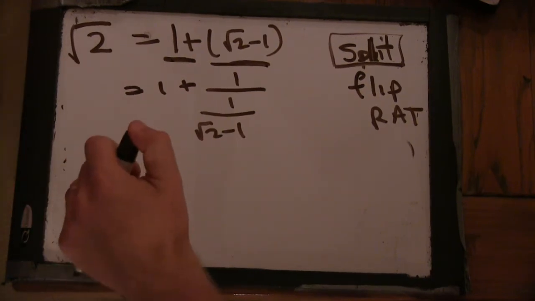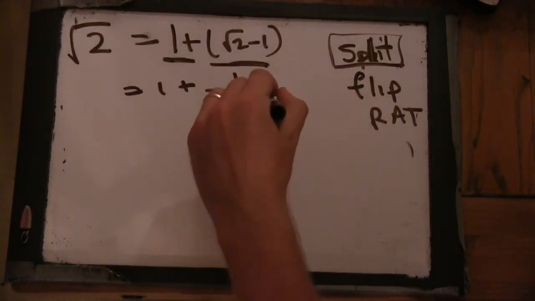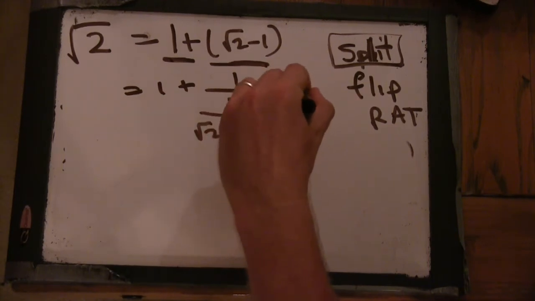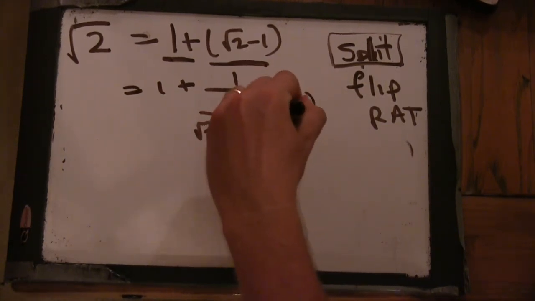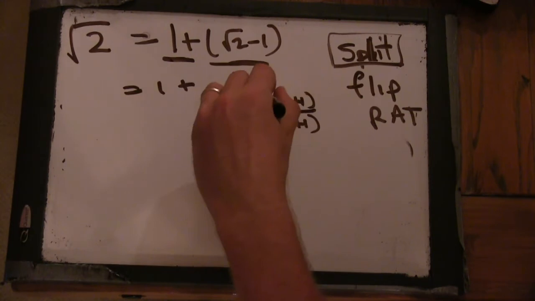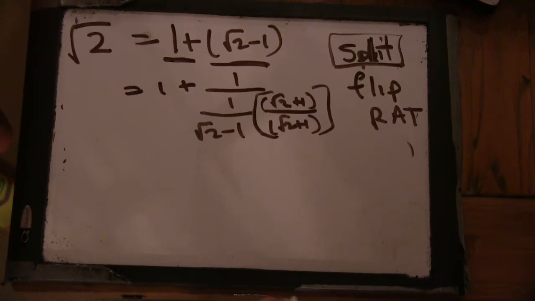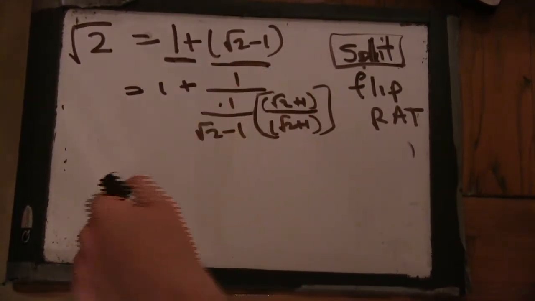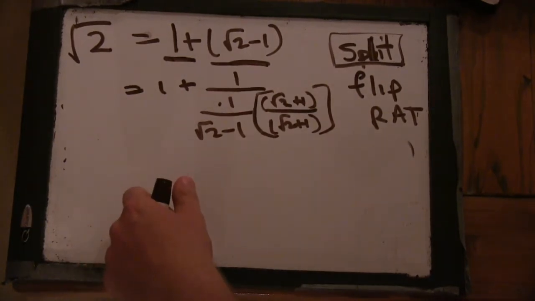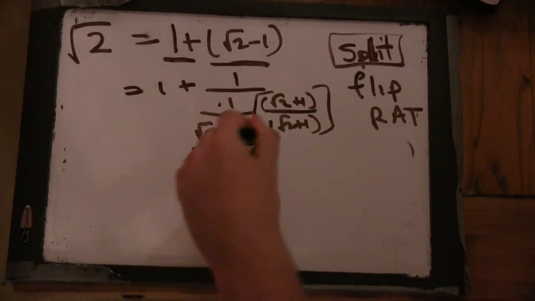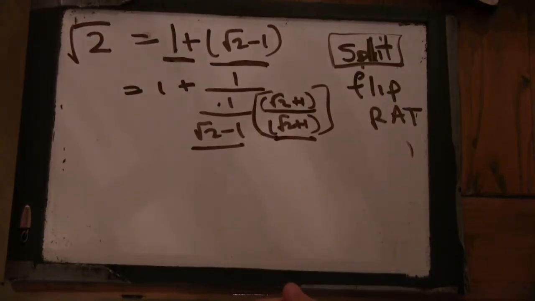Have you seen rationalizing the denominator in your book? No, not yet. Okay, so we're going to do a quick little trick here. We're just going to multiply by the square root of 2 plus 1 over the square root of 2 plus 1. Because what is this fraction equal to? It's 1. So we're just multiplying by 1, so no one's getting hurt, right? Now what's 1 times the square root of 2 plus 1? The square root of 2 plus 1. Now the square root of 2 minus 1 times the square root of 2 plus 1. That's a little more interesting.